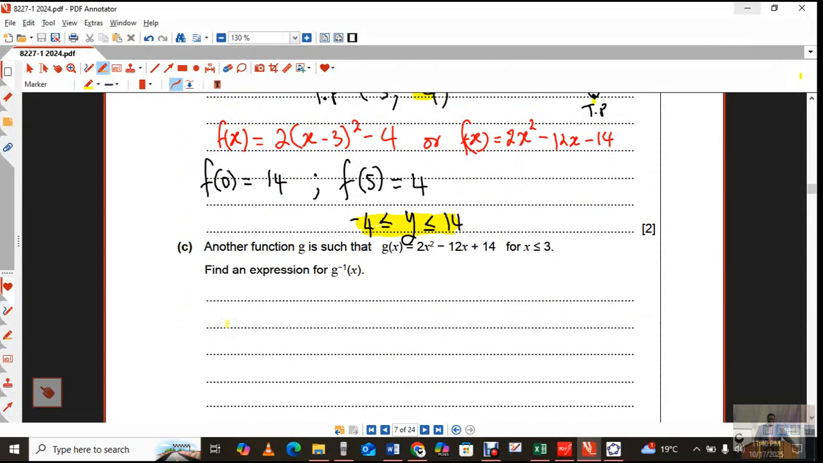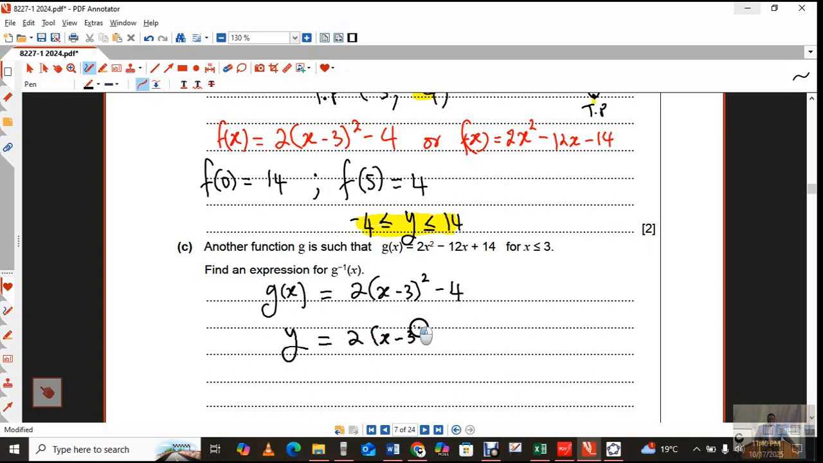Now they give another function, ironically obviously the same function, but it has a different domain, x is less than 3. And they are asking you about this function g of x. We know that this function can also be written as, from before, 2 times (x minus 3) all squared minus 4. So I'm going to have y equals 2(x minus 3) all squared minus 4, because they want us to find the inverse. And then I'm going to switch this around.